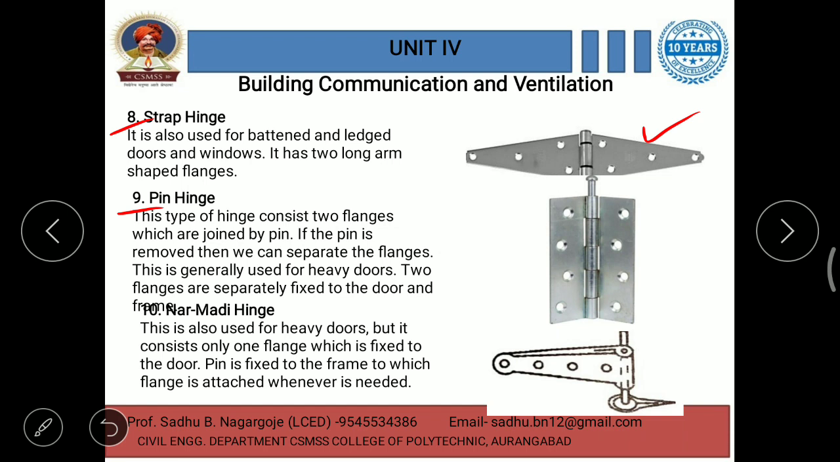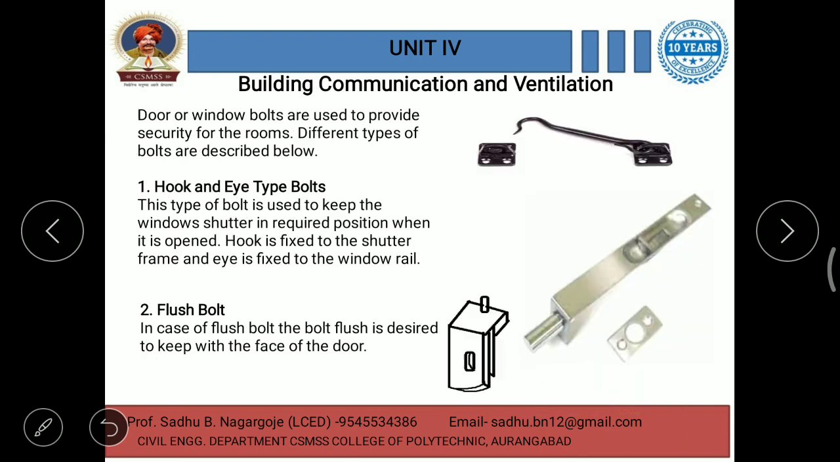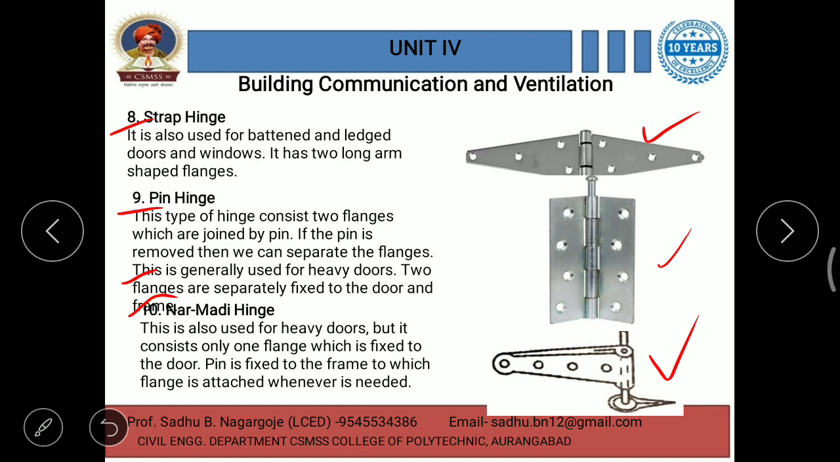Pin hinge. This type of hinge consists of two flanges which are joined by a pin. If the pin is removed, then the flanges can be separated, like you can see in the second picture. This is generally used for heavy doors. Two flanges are separately fixed to the door and frame. Then the next, the last one, is the Narmadi hinge. This is also used for heavy doors, but it consists of only one flange which is fixed to the door. The pin is fixed to the frame, to which the flange is attached whenever needed. You can see in the third picture. So these are the types of hinges.